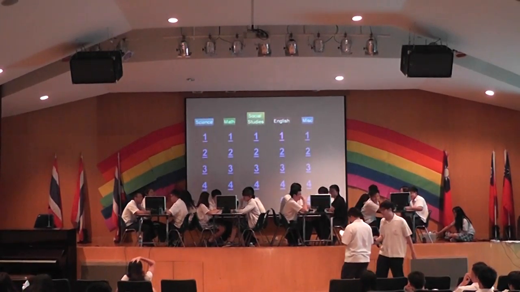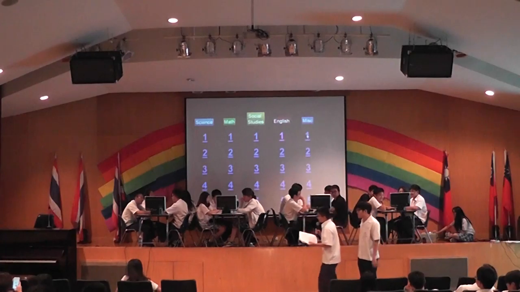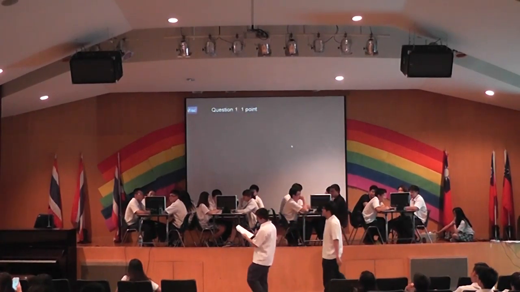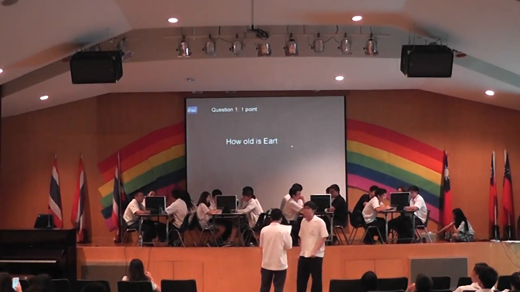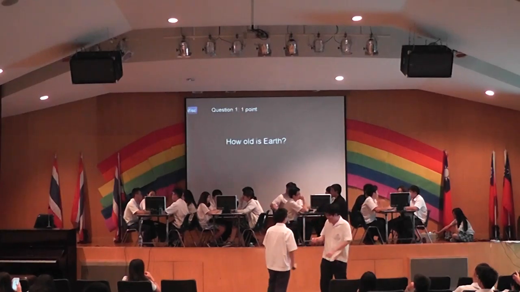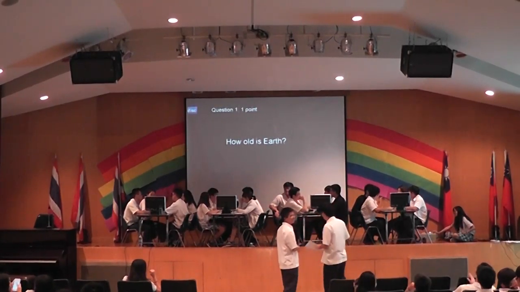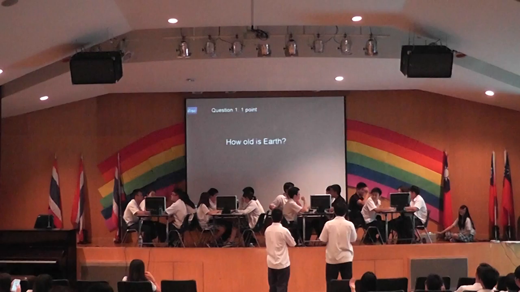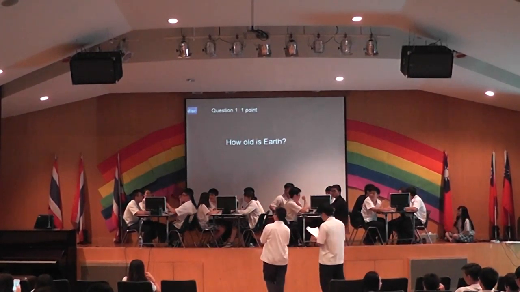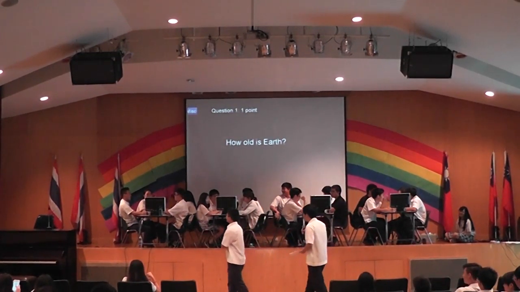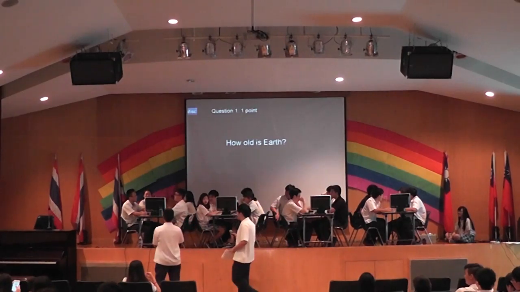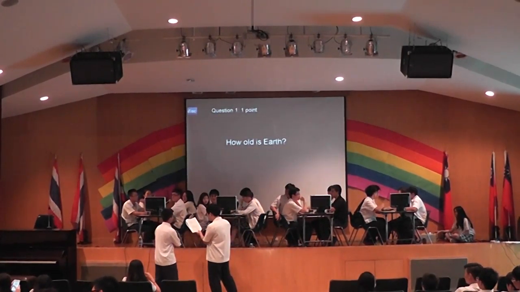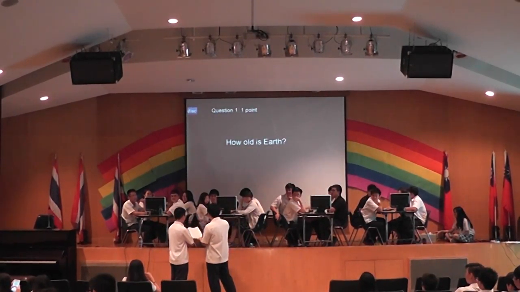Team 4, please choose your category. Miscellaneous 1. Miscellaneous for 1. How old is Earth? Team 1. About 6 billion years. That is incorrect.